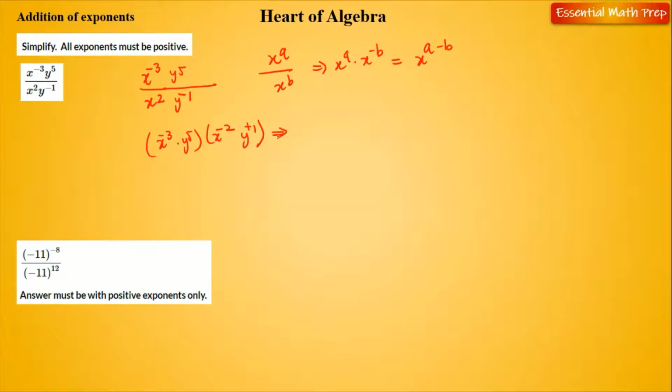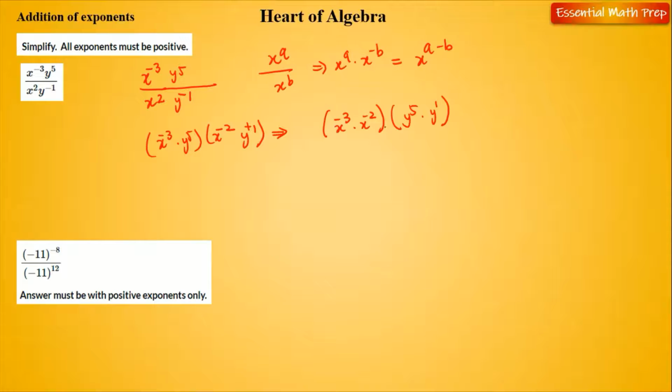Again, just like we did in the previous problem, we can isolate the common bases together. In other words, x power negative 3 times x power negative 2, that's one pair, and the other pair is y power 5 times y power 1, right? You don't have to show the plus. I did it here just to show that when it comes up, it becomes positive.